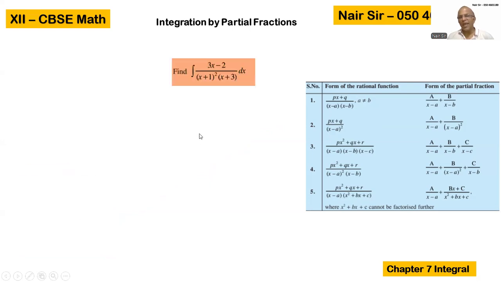Next one, (3x minus 2) upon (x plus 1) square (x plus 3). Let me just see, sir. (x plus 1)... no, no, no, yes, fourth one, sir. Now you will say, sir, this is minus, isn't it? It doesn't matter, x plus 1 or x minus 1, anything works. It's the same thing. Now how can I write this? I can write this in this particular form.